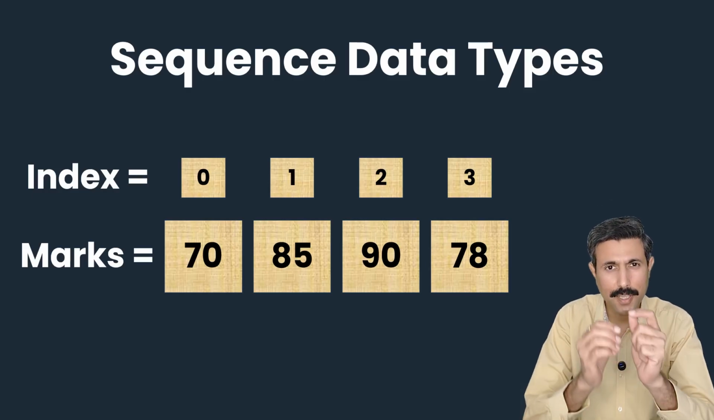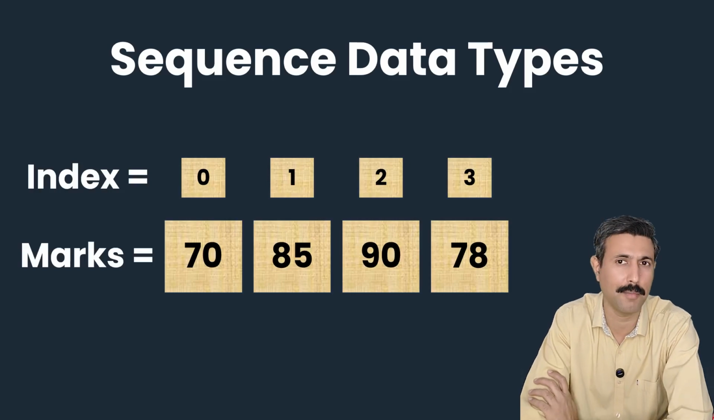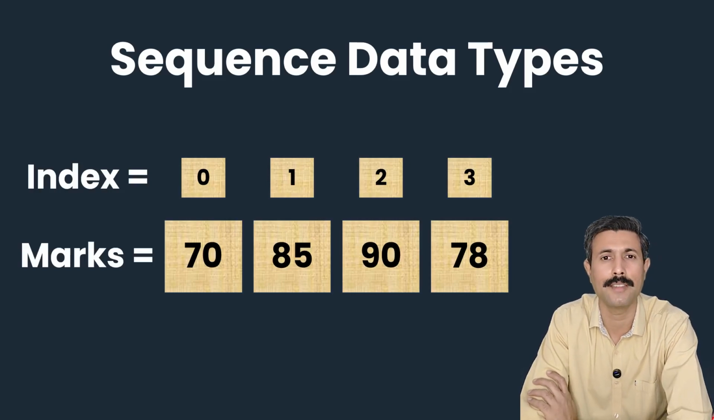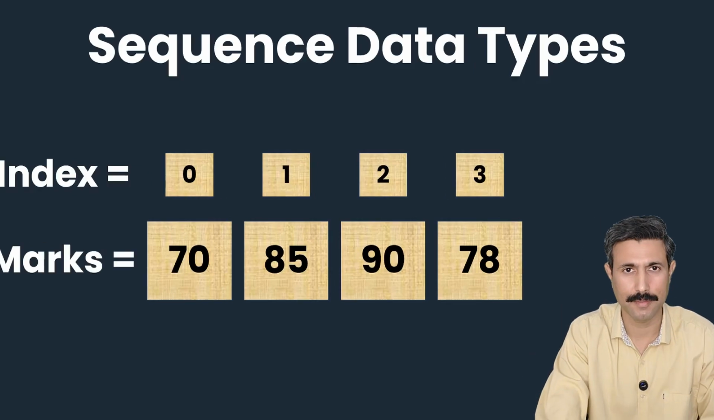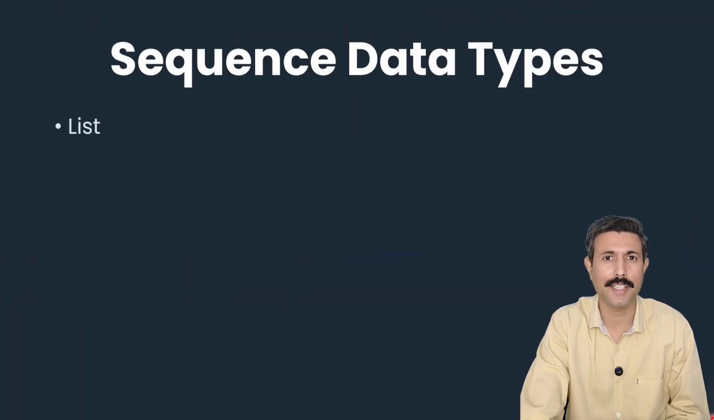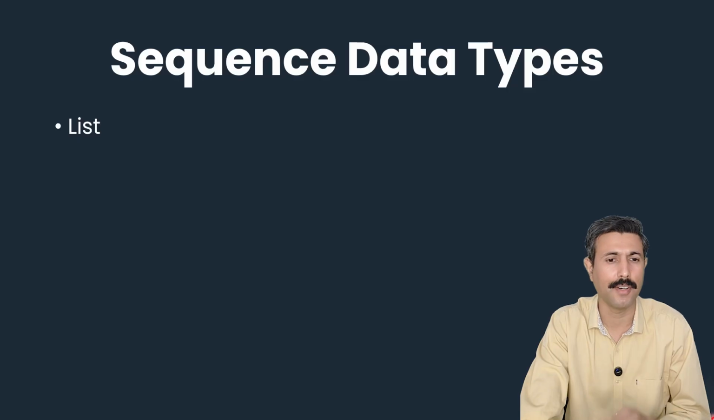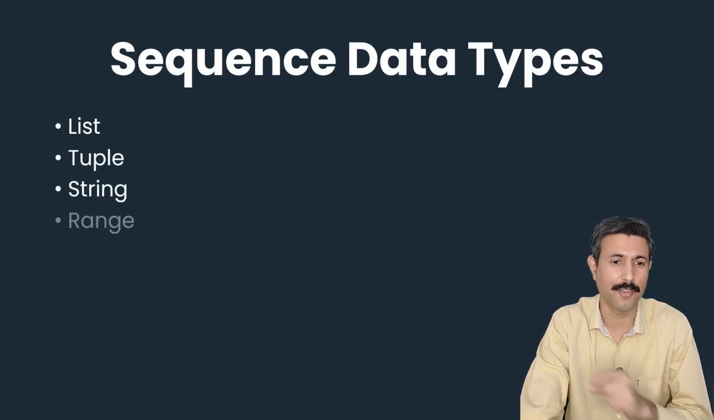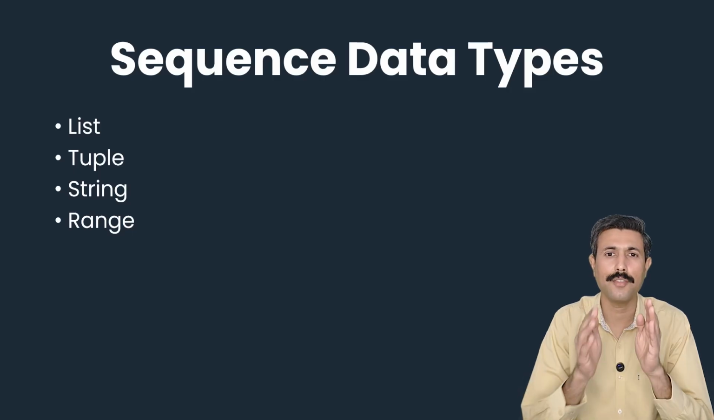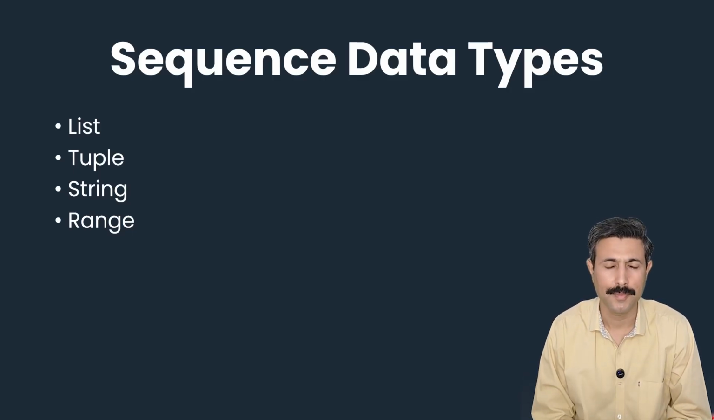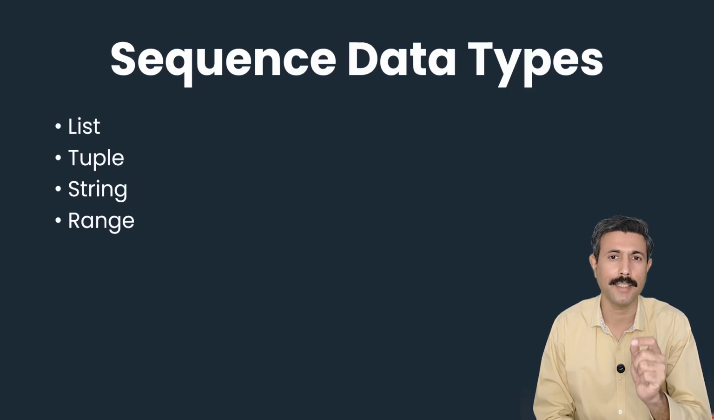Now after this we are going to explore one very important thing about sequence data types, and that is the types of sequence data. Basically, sequence data is provided in four basic types. The first is list, then tuple, string and range. So these are the four data types, and now we are going to explore each of them step by step.